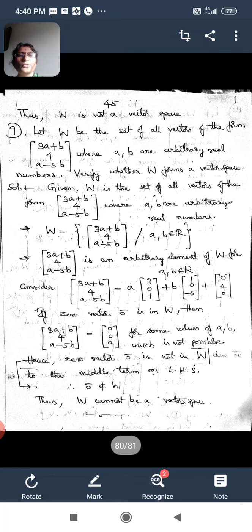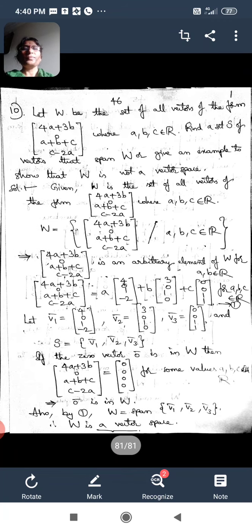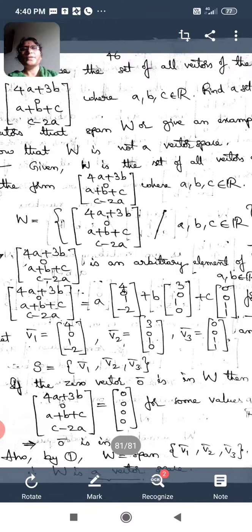That means W cannot be a vector space. So our conclusion finally is that W can never be a vector space, as the 0 vector does not exist in it. Now moving on to the next problem, which is the last problem in the topic span and subspace spanned by a set. That is the topic we are dealing with now.